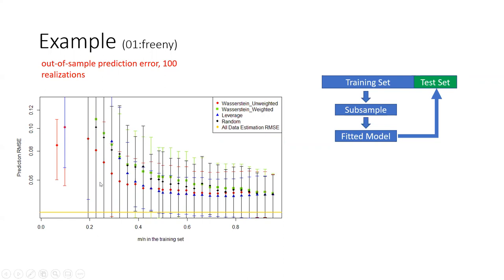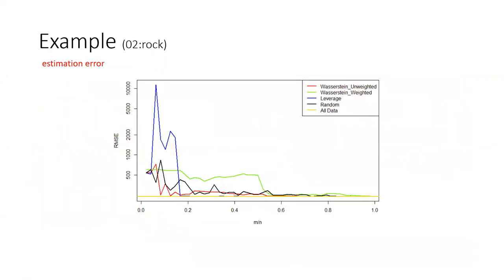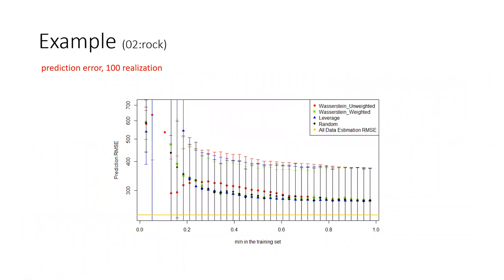We can see that in this case, for a very small amount of data used, the unweighted Wasserstein subsampling can perform well. And here's another data set, rock. Still the red line represents the unweighted Wasserstein subsampling. And this is the only data set where the unweighted Wasserstein subsampling is not satisfactory compared with other sampling methods when the number of M is increased in between this. However, if we only use less than 20% of the data, then it's still good.